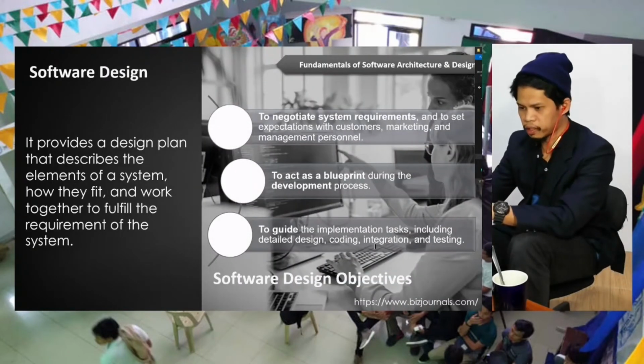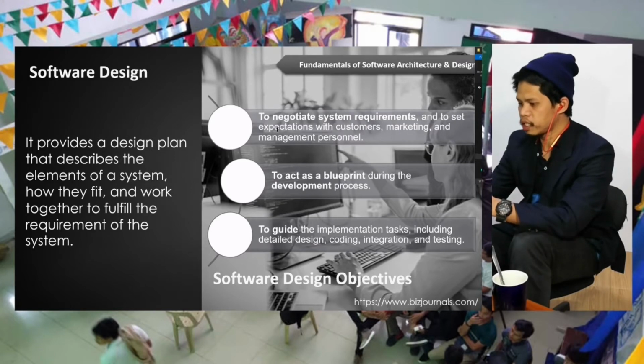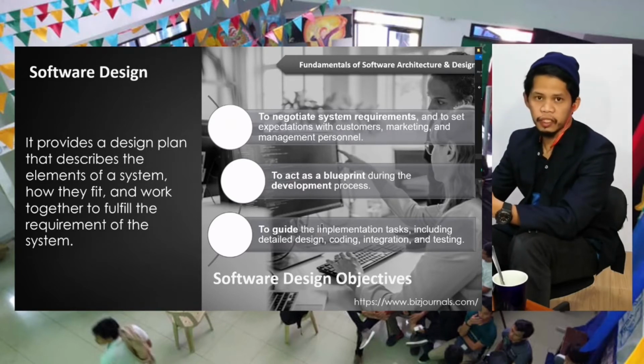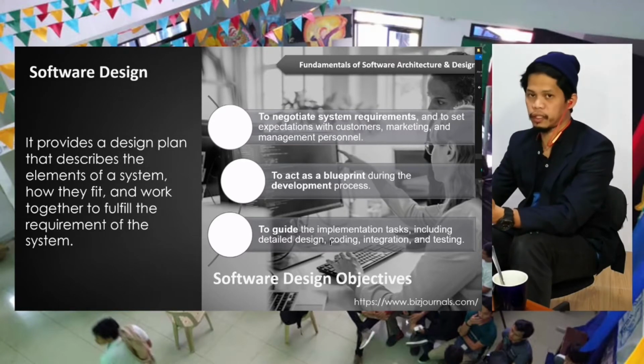What is software design? Software design provides a design plan that describes the elements of a system, how they fit and work together to fulfill the requirements of the system. The objectives of the software design are to negotiate the system requirements and to set the expectations with the customers, marketing, and management personnel. The software design acts as a blueprint during the development process that guides the developers in the implementation of the tasks, including detailed design, coding, integration, and testing.